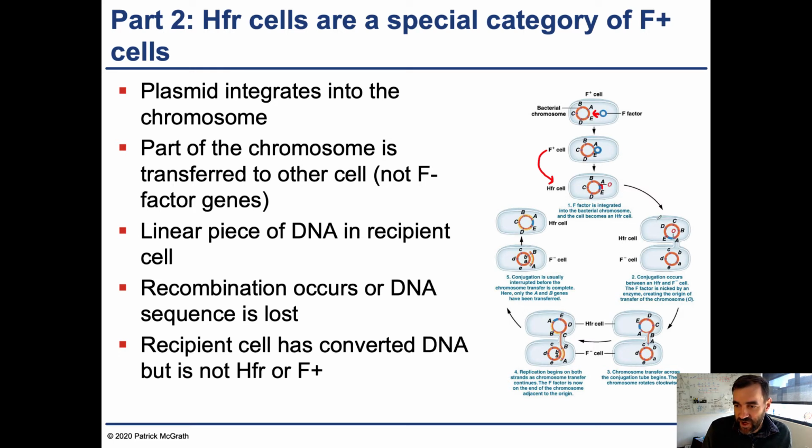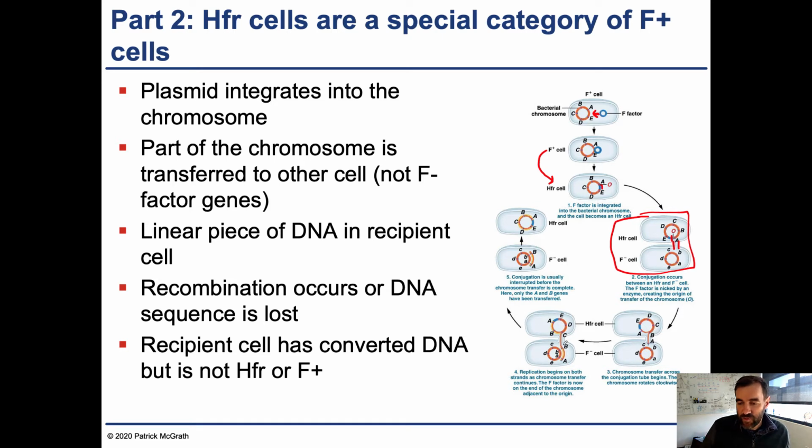So again, this Hfr cell is able to conjugate with an F minus cell. So it's able to create this pili bridge, and it's able to transfer DNA from one cell to another. But now you'll notice the plasmid DNA is actually integrated into the chromosome. And so you start again from the same position within the bacterial plasmid, so you still have this nicking that occurs, but now you're not just sending over plasmid DNA, but you're also sending over some parts of the chromosome as well. So this is sent over, and then you have a certain amount of the chromosome that gets transferred.